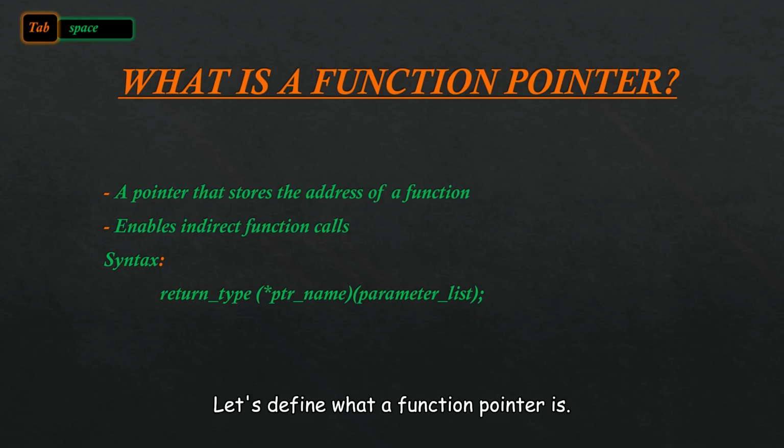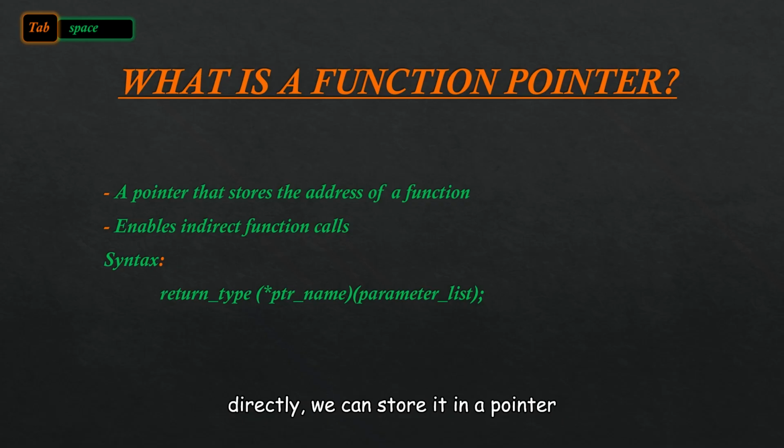Let's define what a function pointer is. Unlike regular pointers that store addresses of variables, function pointers store the address of a function. Yes, in C and C++, functions reside in memory too, and we can reference them by their addresses. This allows for something incredible: dynamic invocation of code.